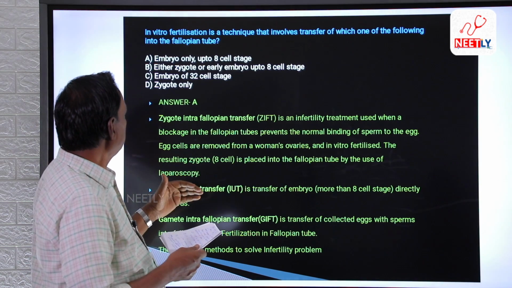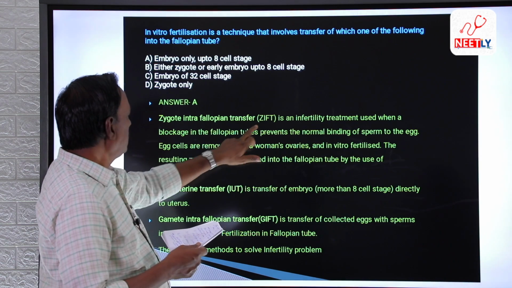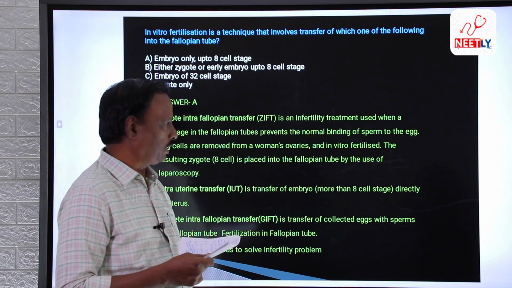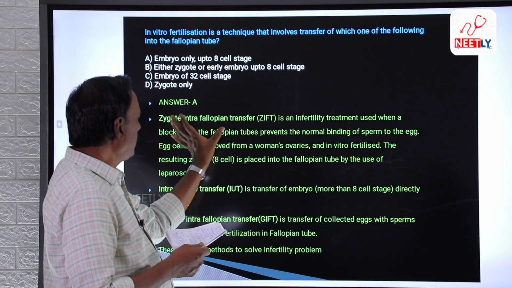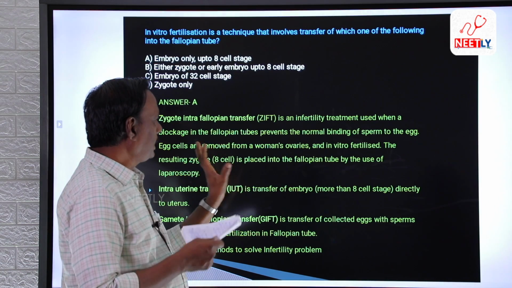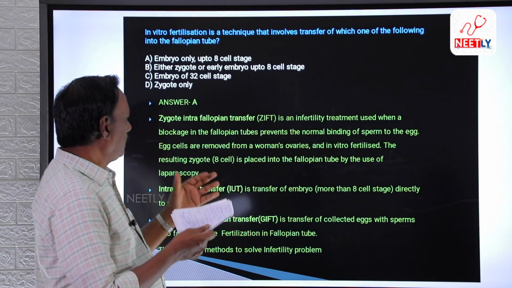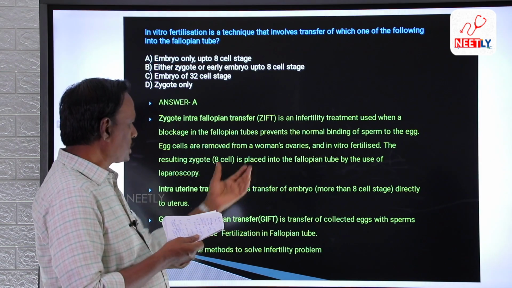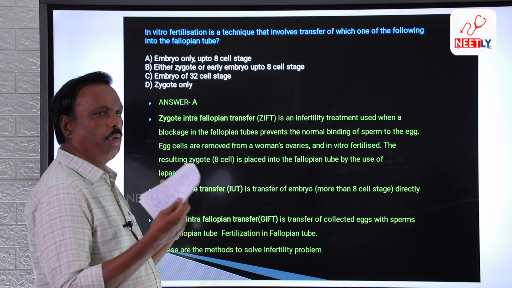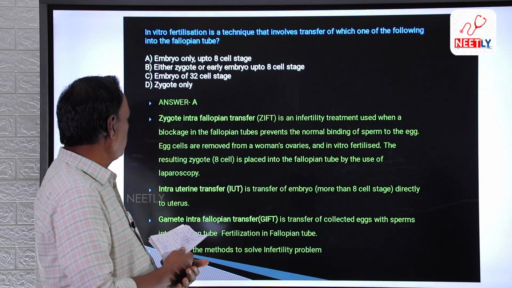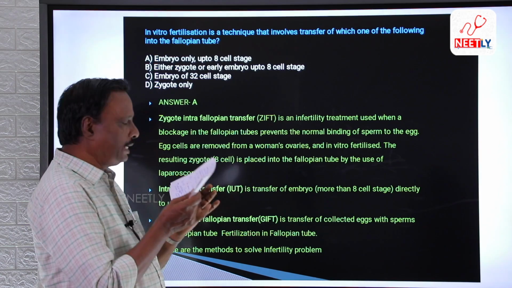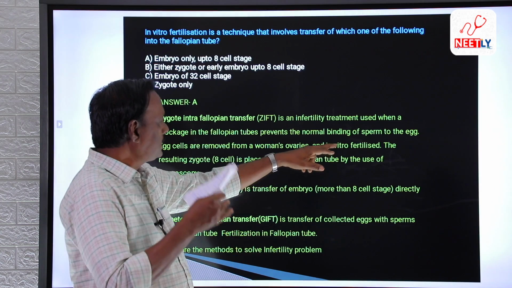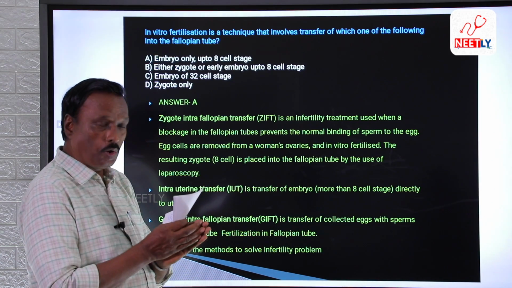So the first one is known as ZIFT, Z-I-F-T, that is zygote intra-fallopian transfer. Here, during this transfer, what they actually do is they take out the egg from the mother and the sperm from the father, and they make them fertilize each other. So once it is fertilized, that is in vitro. In vitro means outside the body.